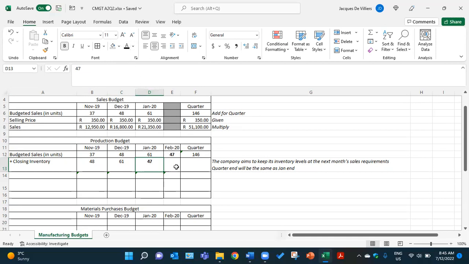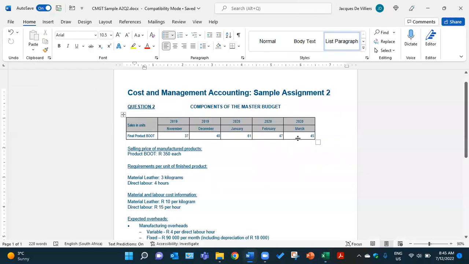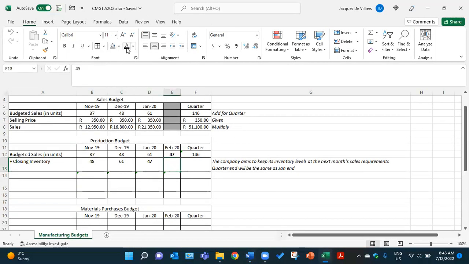And because we are doing February, we also have a look at what we got for March. We got 45 that we expect to sell in March. So for February, that number there is 45. Then look at what's happening with the closing inventory at the end of the quarter. It will be the same as the end of January, because if our quarter ends in January, we cannot add up the closing inventory for each month. It will just be what it is. It's 47 at the end of January. So that's when our quarter ends, and we will have 47 units there.